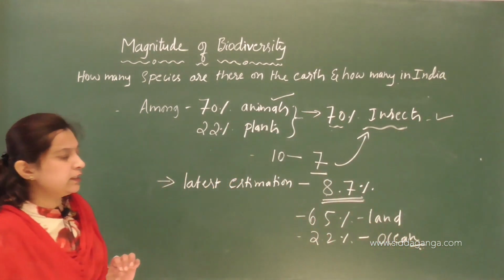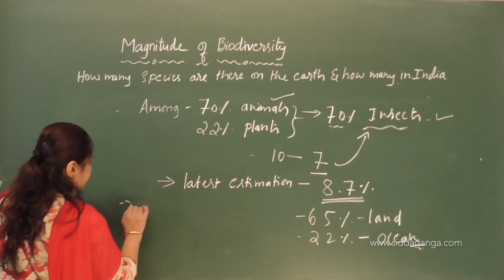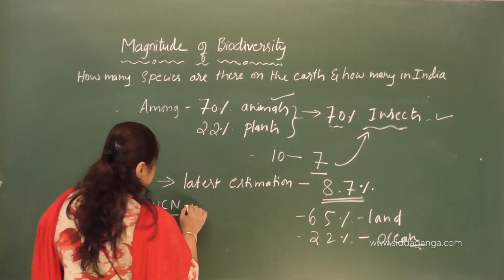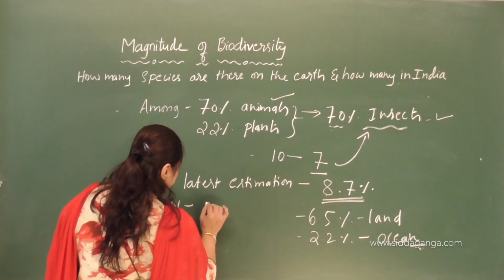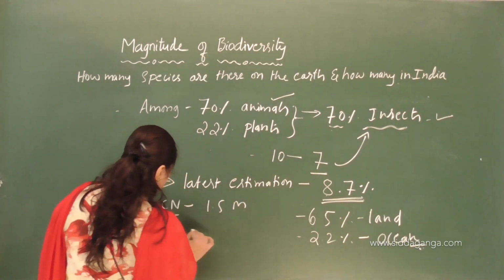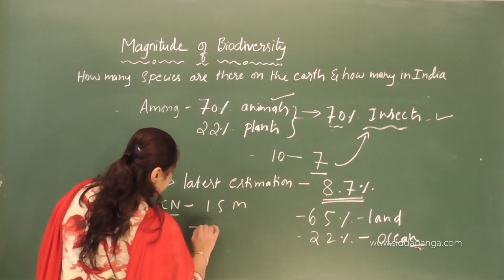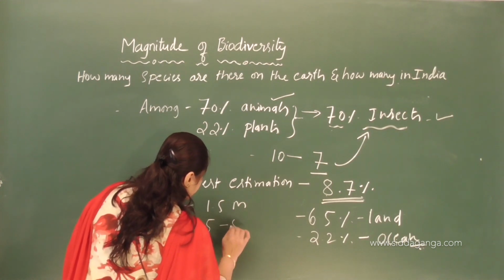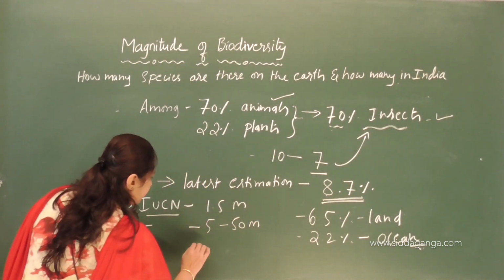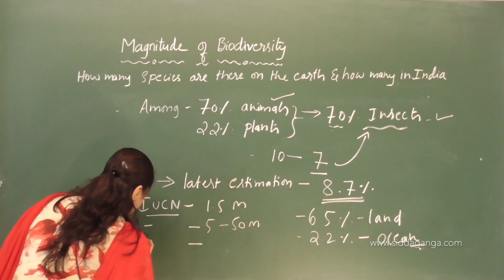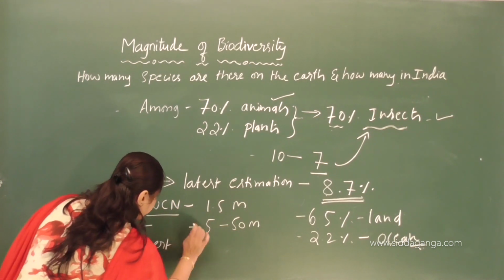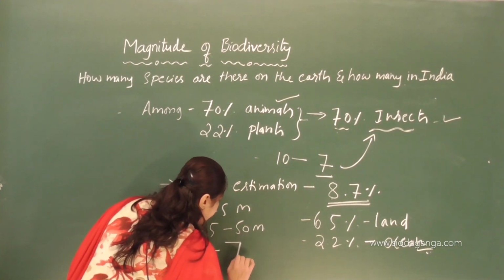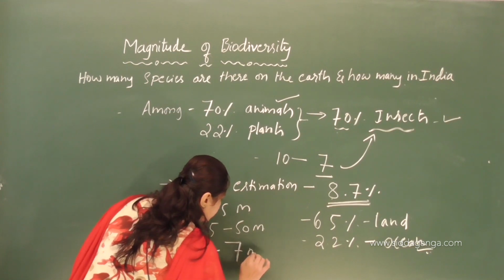So, this is the recent estimation. According to IUCN, the total number of plants and animal species discovered so far is slightly more than 1.5 million, and according to some scientists, the total number of species may fall around 5 to 50 million. And according to Robert May, the total number of global species diversity is around 7 million.